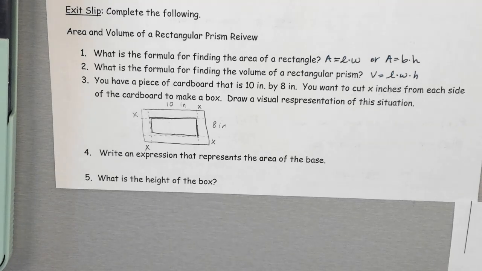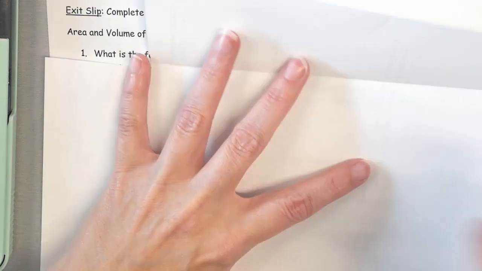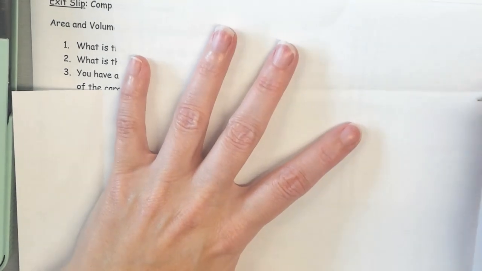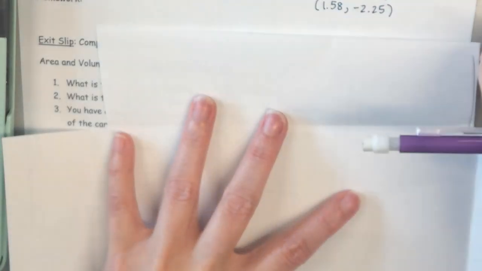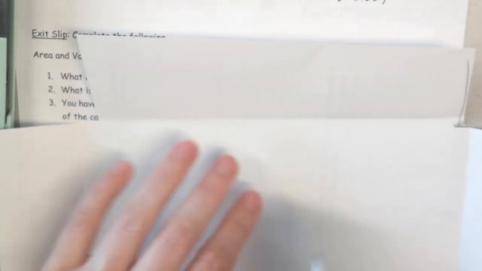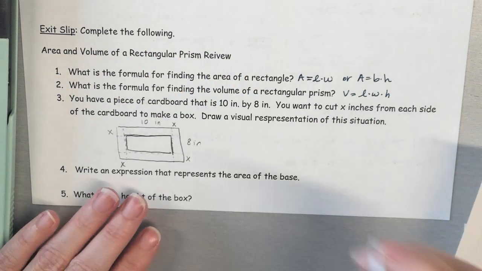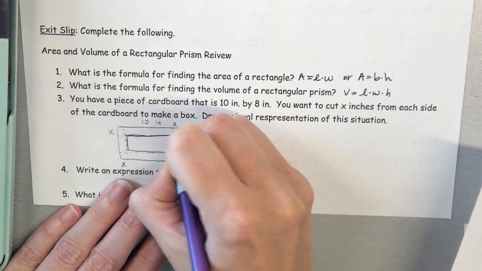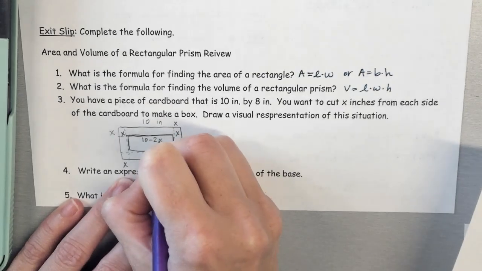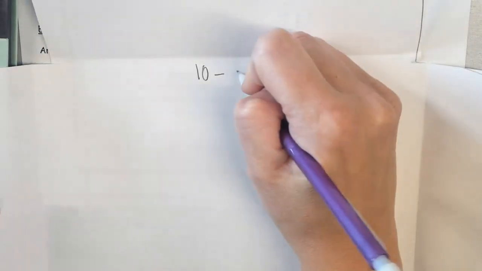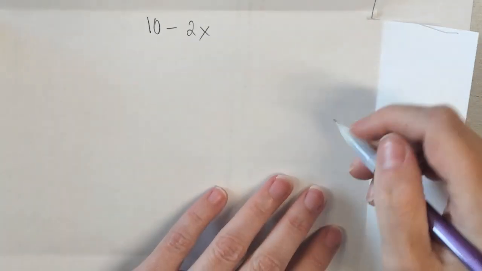Okay, so if the whole thing was 10 to start with, what did I cut off from each side? This whole thing was 10, but what did I cut off? X. So this is going to be 10 minus, how many times did I cut off X from this side? I cut off here and I cut off here, right? So twice. So this is going to be 10 minus 2X. Okay, and then this side is going to be 8 minus 2X.